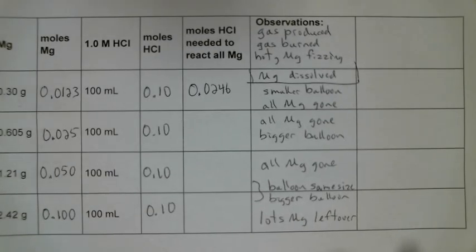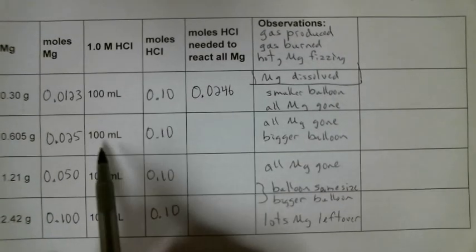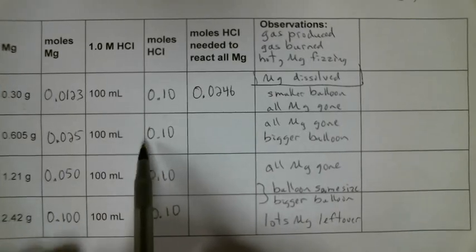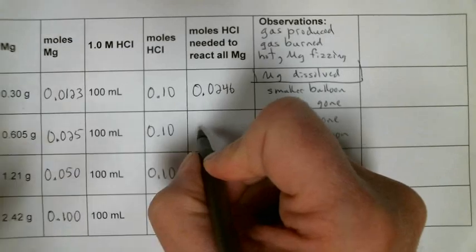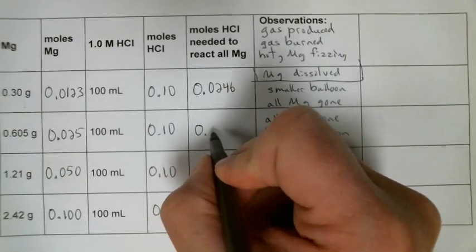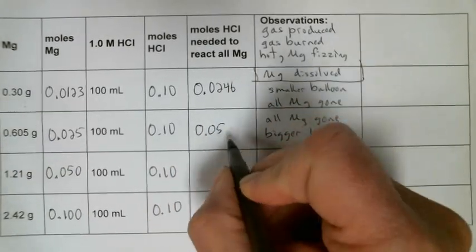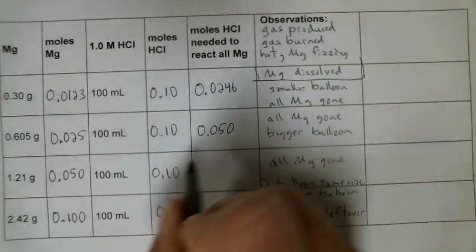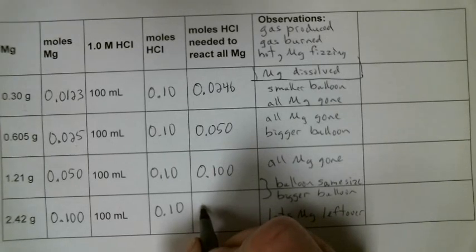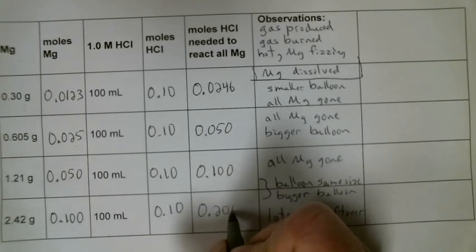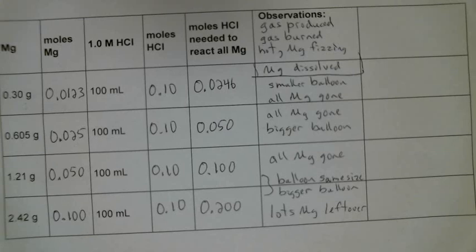Okay, so what about these other ones then? Well, you go through the same calculation, right? 0.025, double that. It's going to be, I should know this, shouldn't I? 0.05. And then double that again, it should be 0.10. And then double it again, it should be 0.200. Okay, so that's how many moles are needed to react all the magnesium.